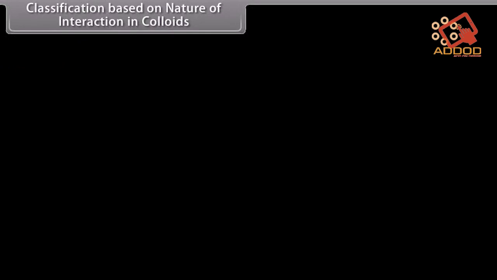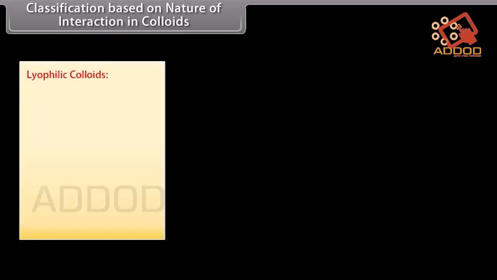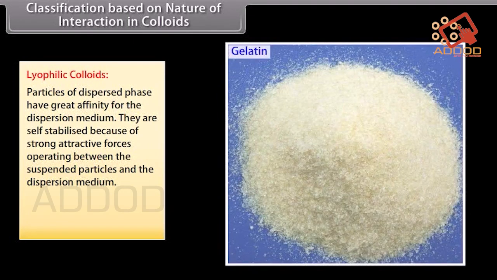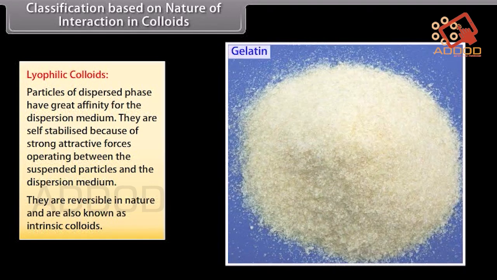Classification based on nature of interaction. On the basis of nature of interaction between dispersed phase and the dispersion medium, colloids are divided into two categories. Lyophilic colloids: particles of dispersed phase have great affinity for the dispersion medium. They are self-stabilized because of strong attractive forces operating between the suspended particles and the dispersion medium. They are reversible in nature. They are also known as intrinsic colloids. For example, gums, starch, gelatin, and albumin.